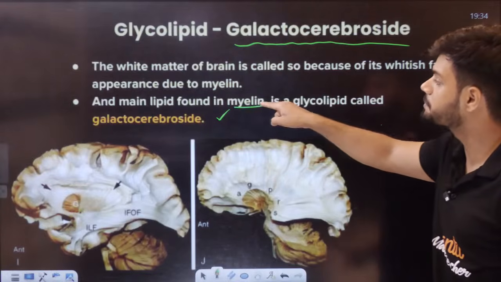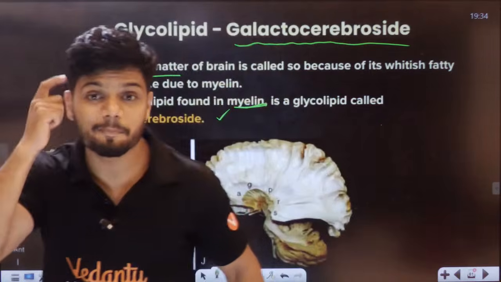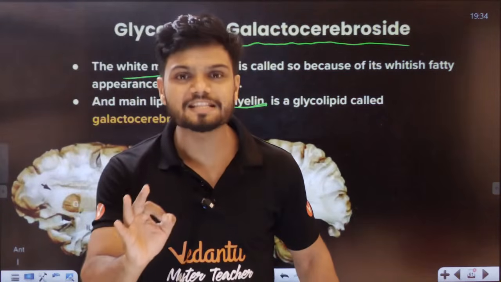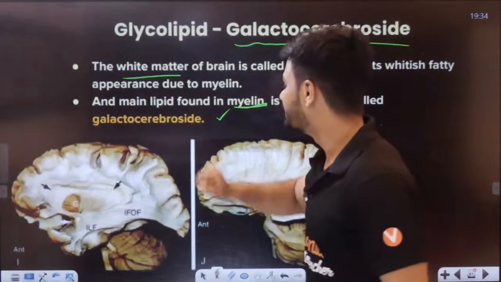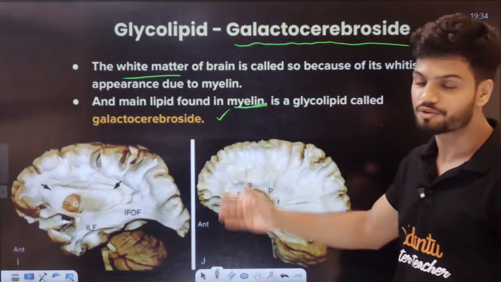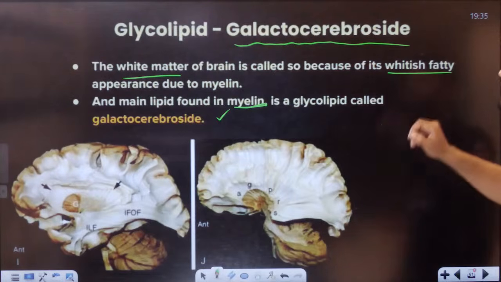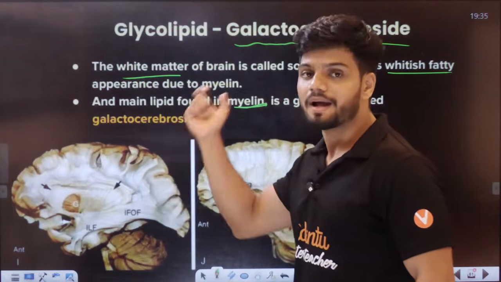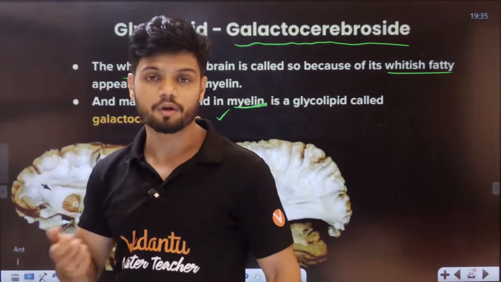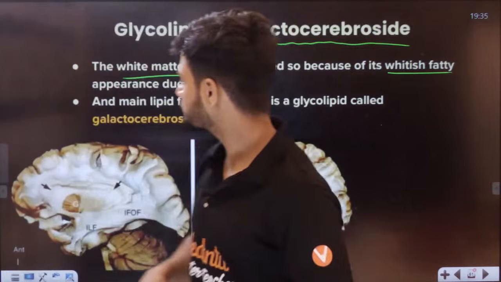Galactocerebroside is the main lipid found in the myelin, the glycolipid called cerebroside. And where is this myelin present? This myelin is part of the white matter of your brain. So we have lipids in our brain also. Technically speaking, we have lipids in our brain, and that is called galactocerebroside. Crazy, no, students? White matter is called so because of its whitish fatty appearance, and this appearance is because of a lipid called galactocerebroside.